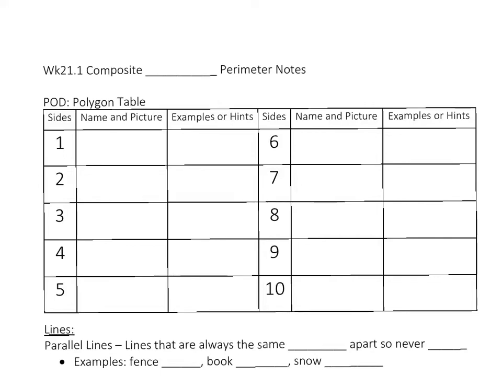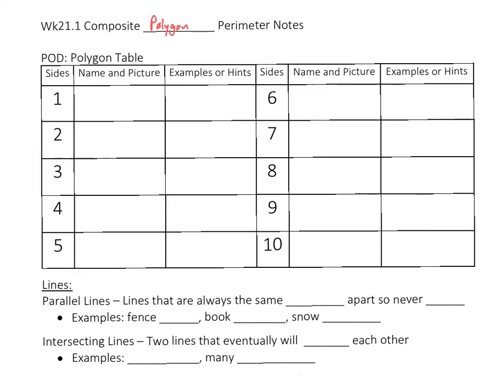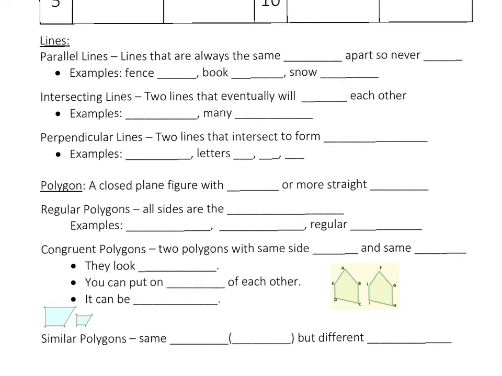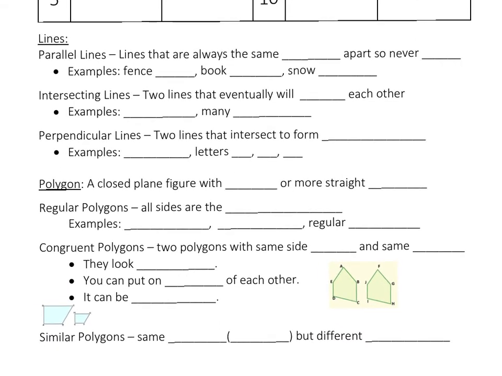All right, today we're taking notes over composite polygons and their perimeter. These are our notes. The polygon table we did in class, if you were absent, you'll want to go back and get that done on your own. Okay, so we're going to define quite a few things here.